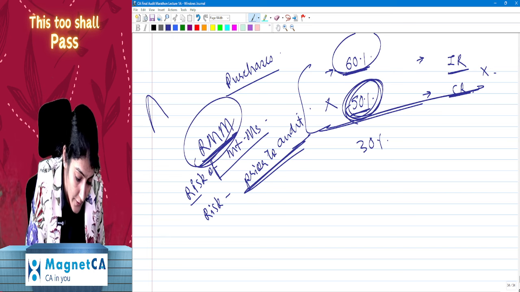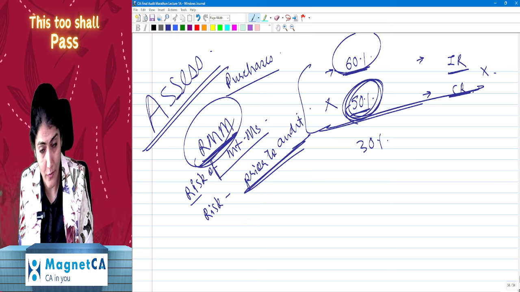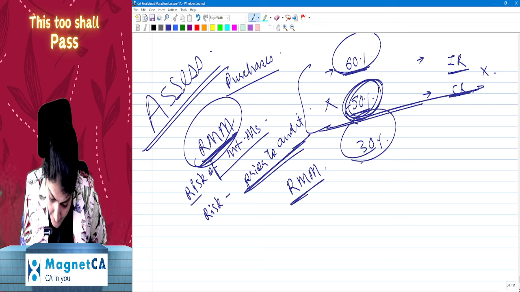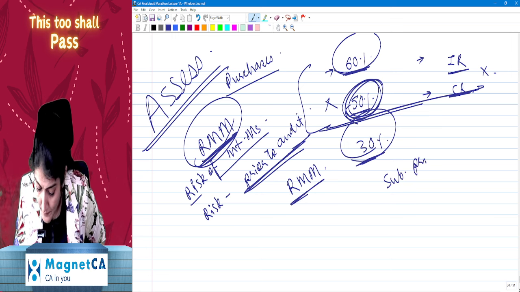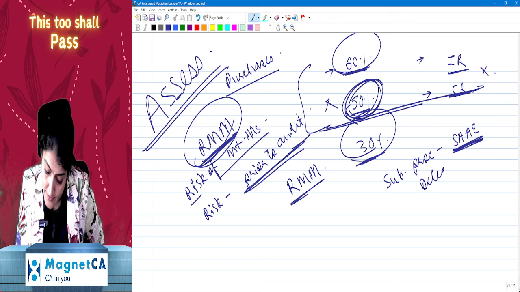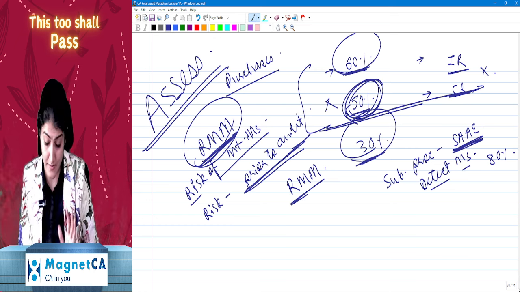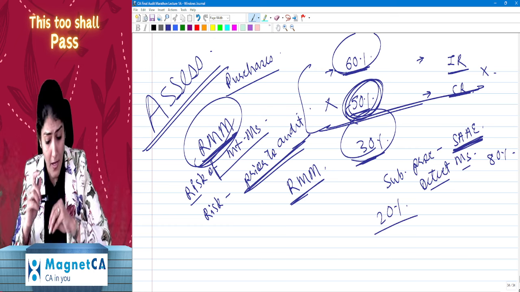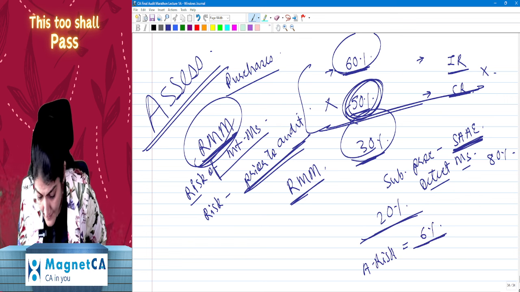As an auditor, I only have to assess. It's beyond the control of the auditor. So RMM, we assess. Now, how much is the RMM which we have identified? 30%. We have assessed 30%. Now the auditor on his part will perform the substantive procedures to obtain sufficient appropriate audit evidence to detect a misstatement. What does the auditor say? 80% I will be able to detect the misstatement. That means 20% the auditor says even I may not be able to detect the misstatement. So then ultimately, the audit risk which is remaining over here is the 6%.